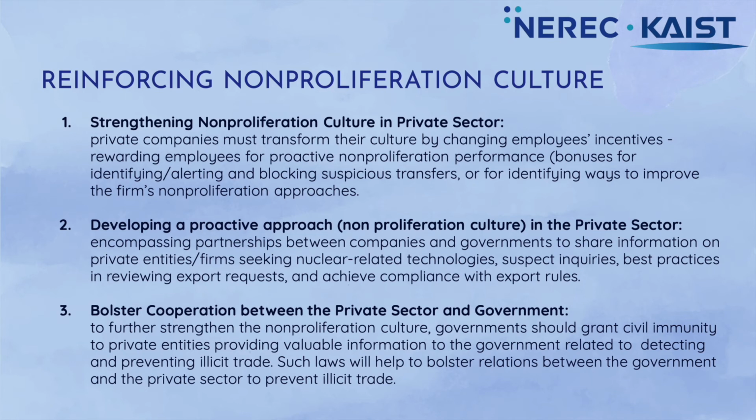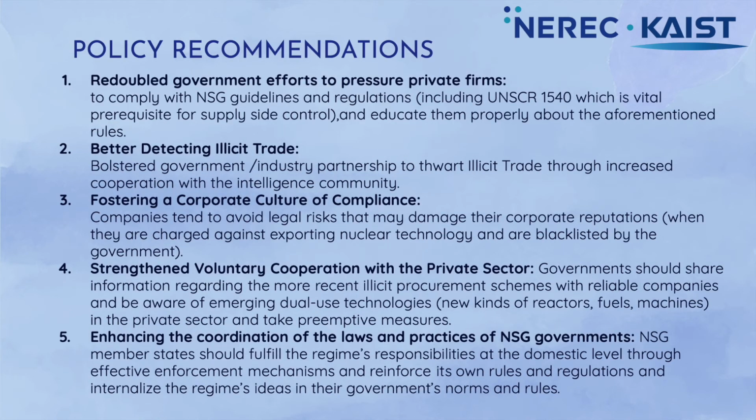Lastly, bolster cooperation between the private sector and government. To further strengthen the non-proliferation culture, governments should grant civil immunity to private entities providing valuable information to the government related to detecting and preventing illicit trade. Such laws will help to bolster relations between the government and the private sector to prevent illicit trade. Now I will move on to our policy recommendations.